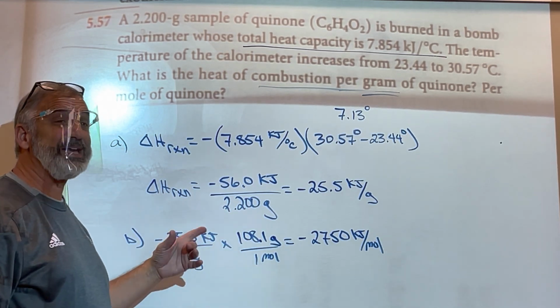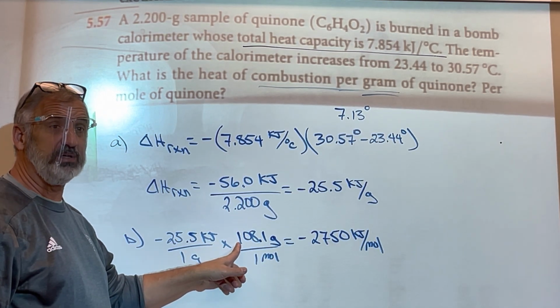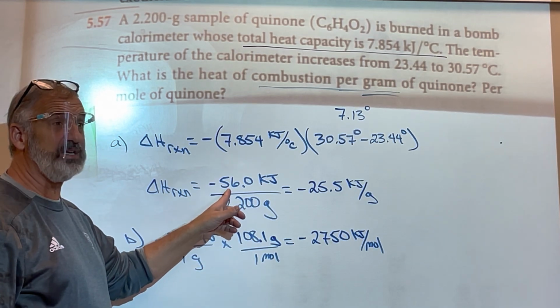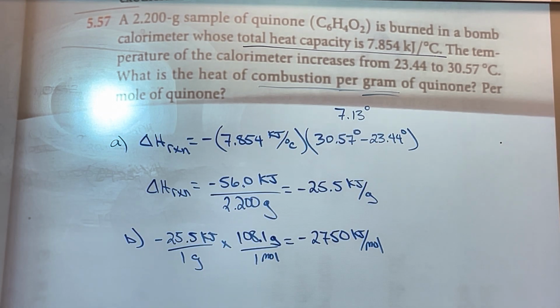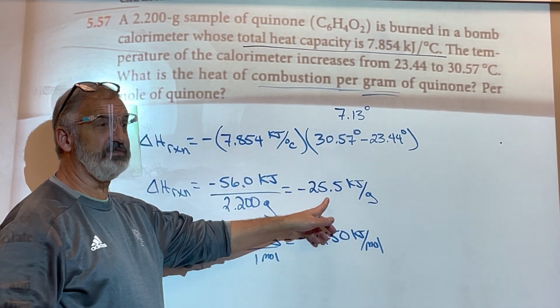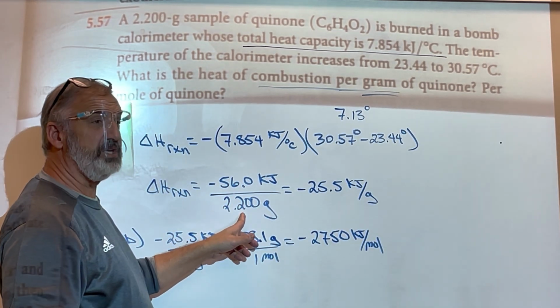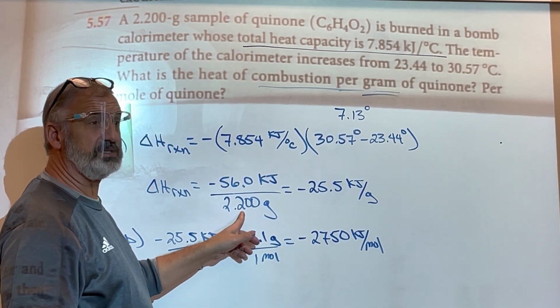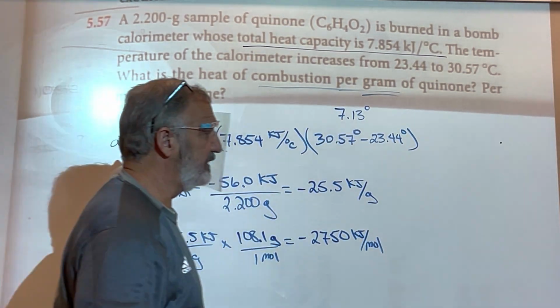Now, it would have been the exact same thing if you went 2.2 divided by 108.1, got an answer, and then divided that into the negative 56. You get the exact same, and you're doing the exact same thing. But you would have to use the negative 56, don't use the 25.5. If you divide this one by moles, then you're not going to get the right answer. This is kilojoules per either 2.2 grams or however many moles this is. But either way. All right, last one in the book.